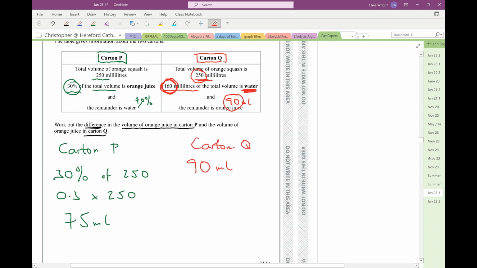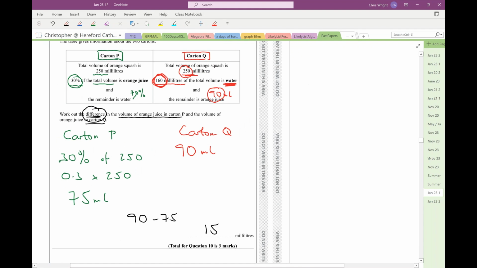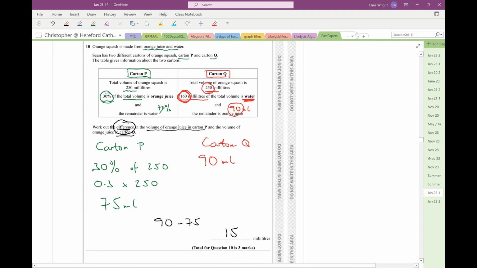Right, let's go back to the question. Work out the difference in those 2 volumes. So I'm going to do 90 minus 75, so my difference is 15 millilitres. And that is question 10 done.